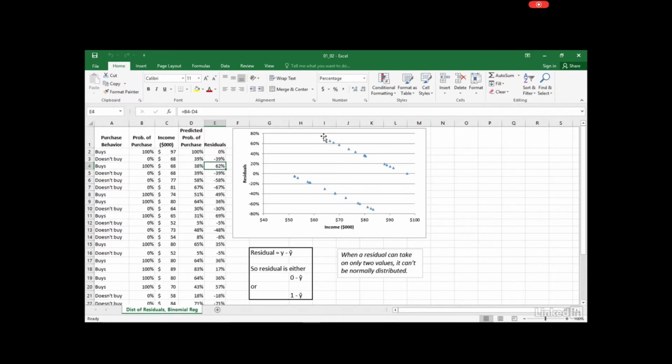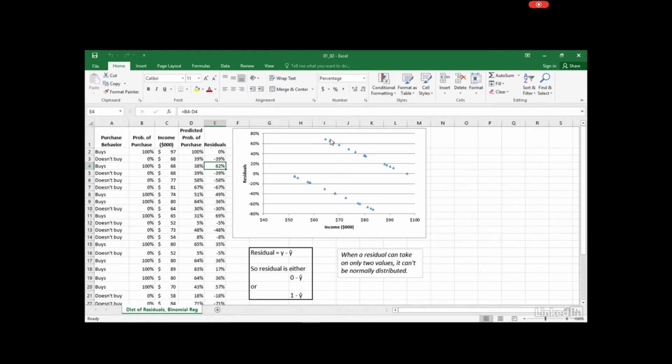Given that we are subtracting from 1 and from 0, we are going to wind up with these two diagonal lines. These represent the people who actually wound up buying the house and have a 1 or 100% as their actual purchase probability. And these represent the people who wound up not buying the house. We're subtracting the predicted probability from 0.